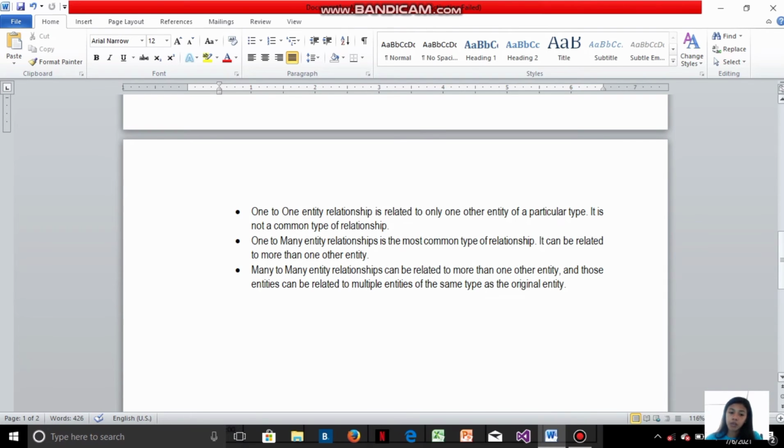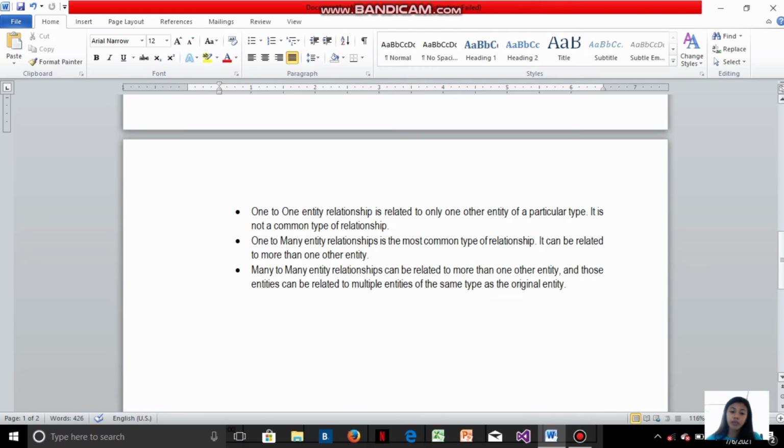And the other one is one-to-many, the most common type of entity relationship. It can be related to more than one other entity. Example of that, kunwari, is the host and the audience. Ibig sabihin, nag-iisa yung host, madami yung kanyang tagapakinig.